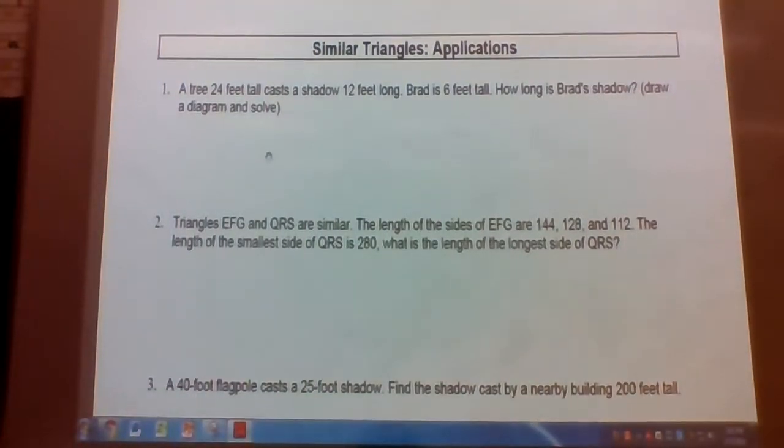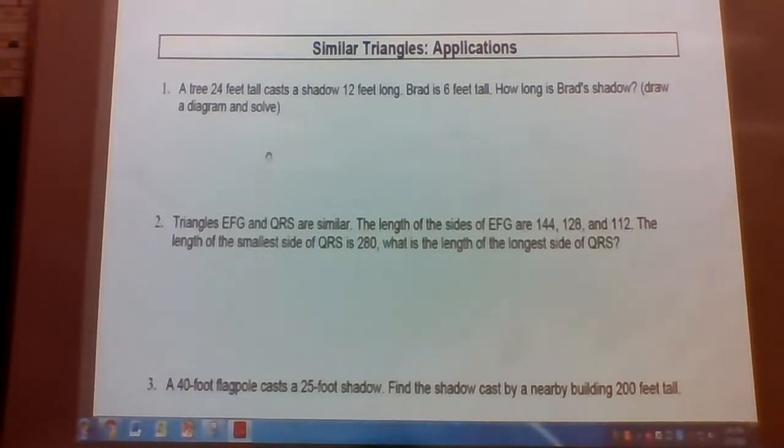Okay, this is Similar Triangles application problems from in class on Thursday, February 7th. So number one, a tree 24 feet tall casts a shadow 12 feet long. Brad is 6 feet tall. How long is Brad's shadow?